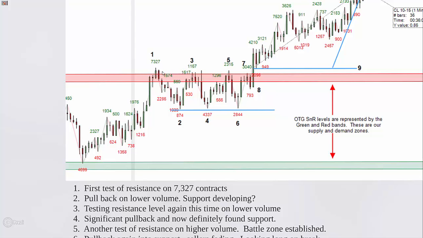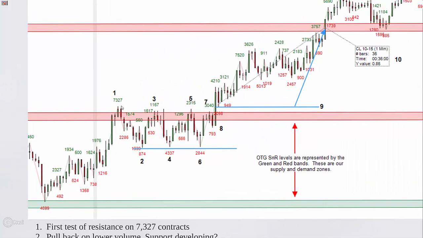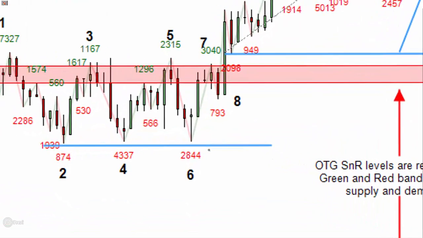So what I did and what I do is I look for a break of either one of these 2 points. I'm looking for a break above here. I'm looking for a break below here. Watch what happened when you zoom in a little bit closer.